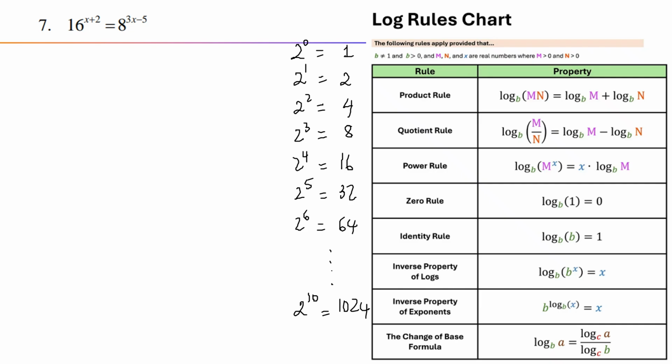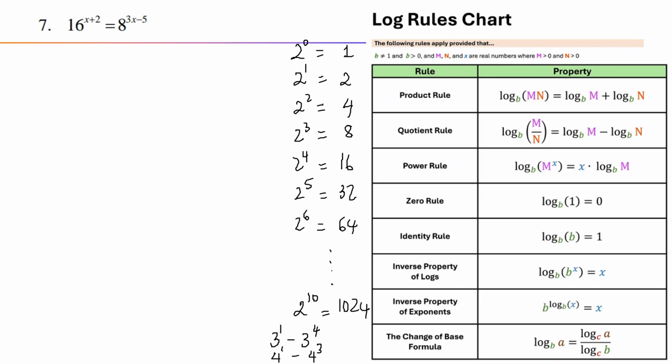Besides that, we should know 3 to the power of 1 to 3 to the power of 4, and 4 to the power of 1 to 4 to the power of 3. Being familiar with those numbers will help you solve a problem quicker and have a quick path to solve.